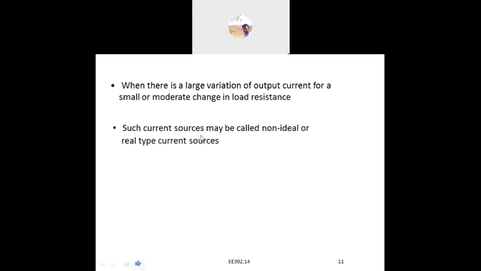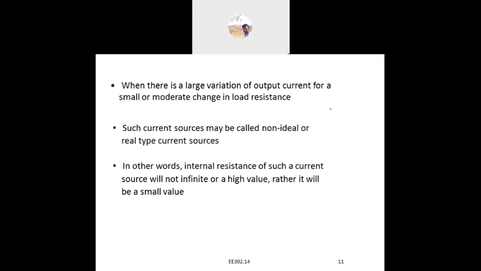If there is a large variation in the output current for a small or moderate variation in load, for example if the resistor varies from 20 kilo ohms to 22 kilo ohms but the current varies from 5.9 microamperes to 5 microamperes, then in this situation it is called a non-ideal current source. In such a current source the internal resistance is not infinite, but a higher value rather than a smaller one.